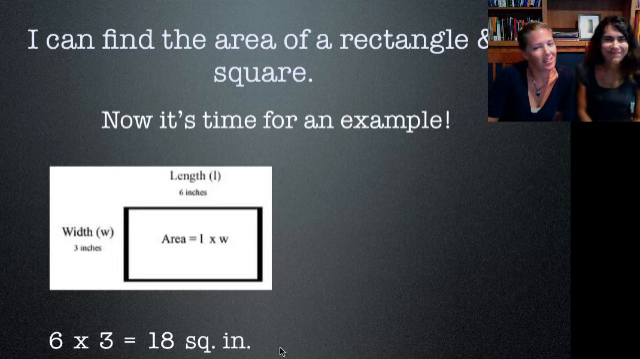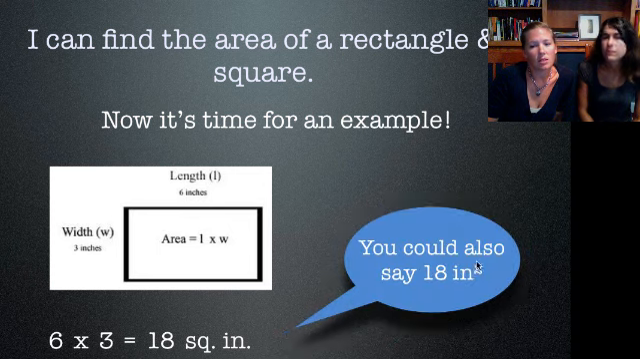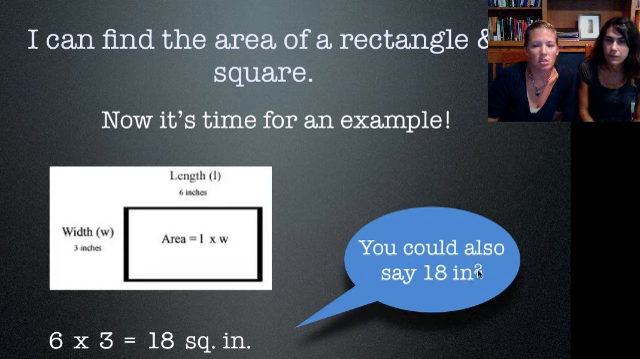Don't want to forget our label. You will see that often it's either written out as square inches, abbreviated, or, if you remember before, you could also see it with that little mini 2 there. So you would say this the same way: 18 square inches or 18 inches squared. So when you're doing area, don't forget that. That's a really important part.